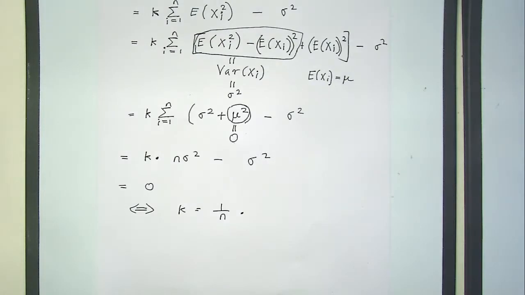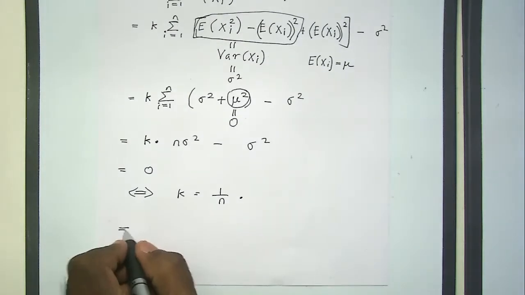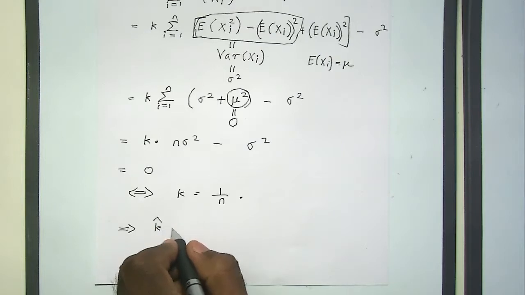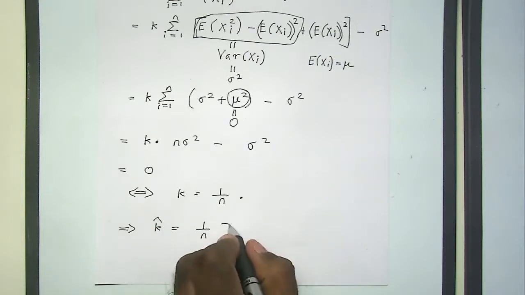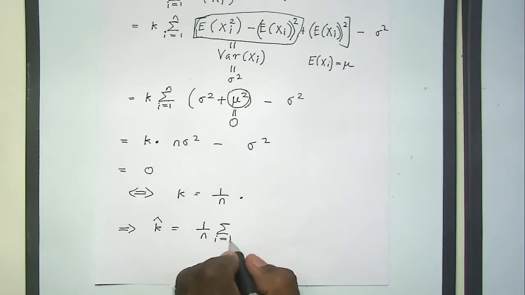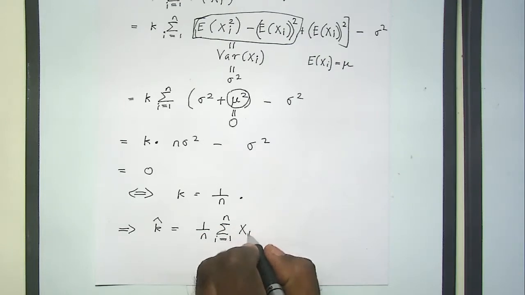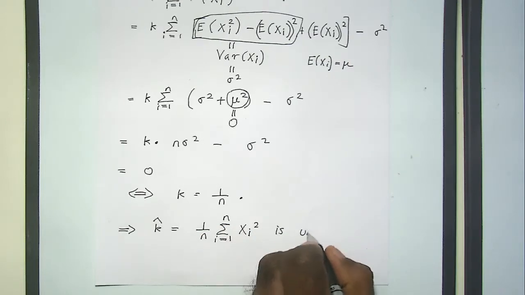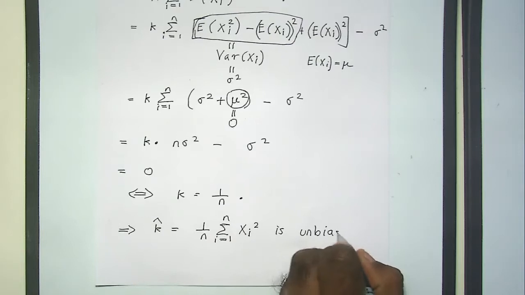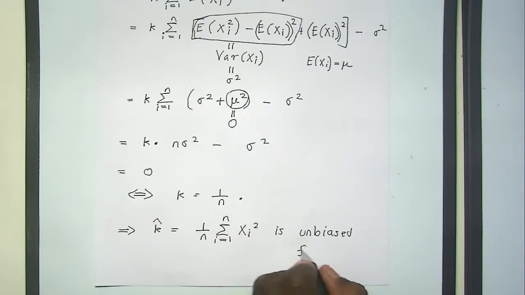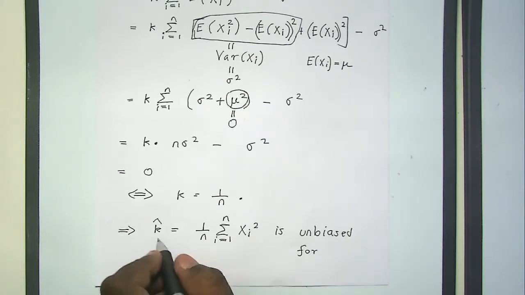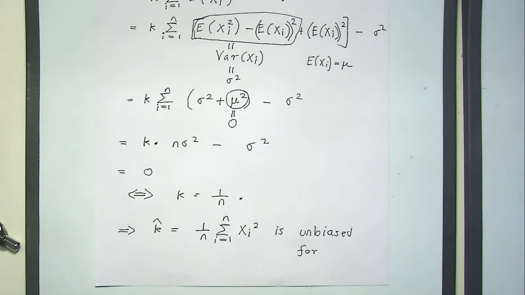So the answer is the following: sigma squared hat equal to 1 over n... not k hat, I mean, what am I doing? I'm sorry, I'm lost. I need my ink. I meant sigma squared, not k hat.